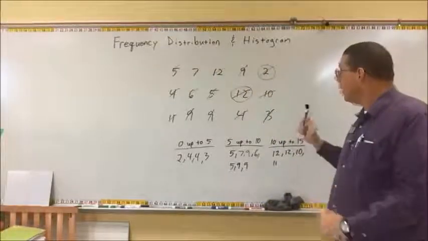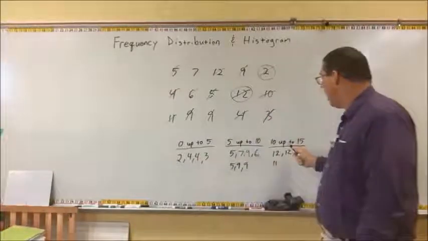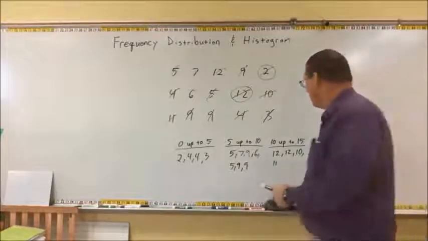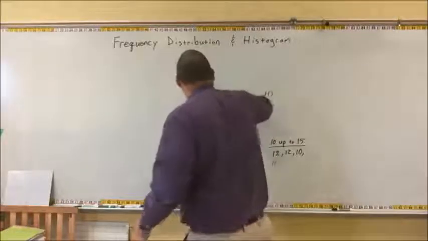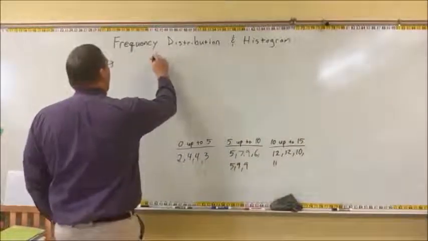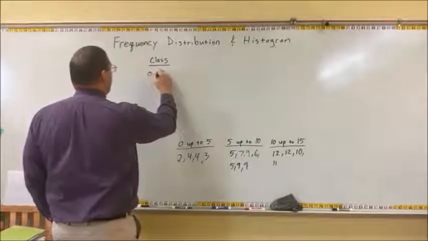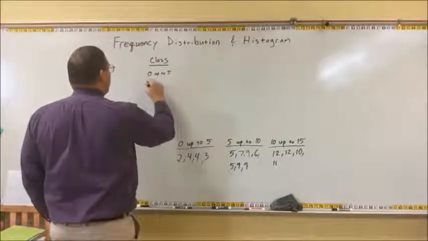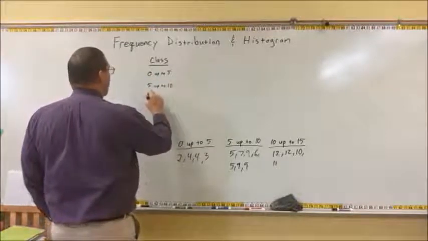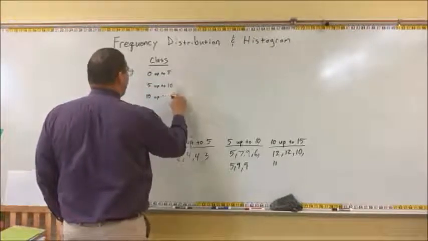Okay? Now, once you've identified all the numbers into classes, what you would then do is make a table. Okay, let me erase this. So we'd make a table, and at the top we would write class. The first class is 0 up to 5. The second class is 5 up to 10. The third class is 10 up to 15.